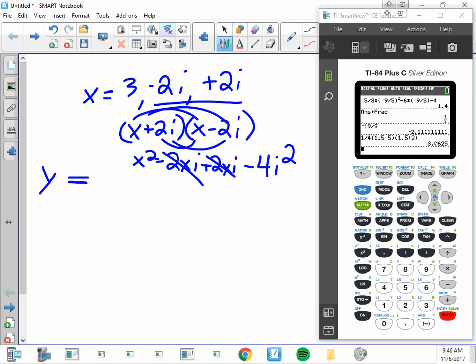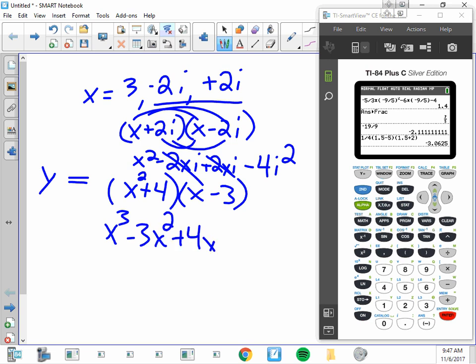So it turns into x squared plus 4, but now I have another root, x minus 3. I don't know where you're getting 9 from. If it was 3 and negative 3, then we'd end up with a 9. But we only have one real root. Now I multiply again, and I get x to the third minus 3x squared plus 4x minus 12. Does that make sense?